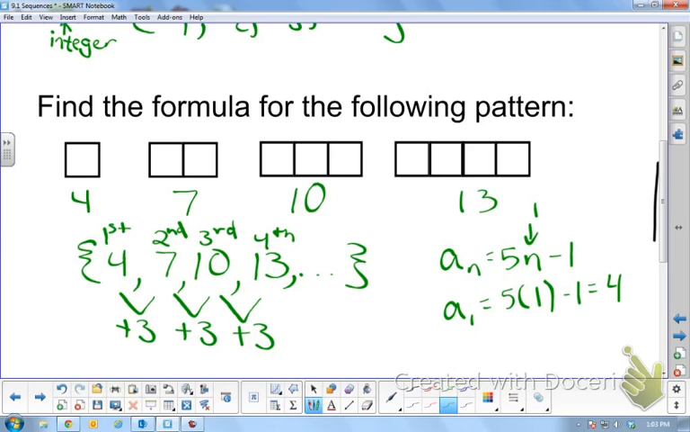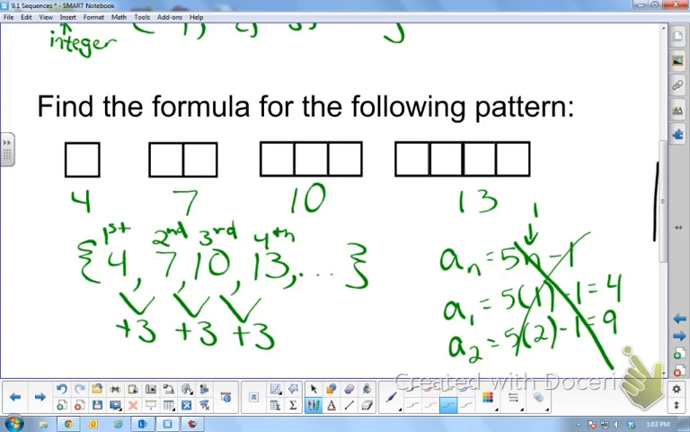I get 4. I think, yes, I got the first term. But what's going to happen when I go to my second term? Not gonna work. We get 9. So, that was a problem. We didn't get the second term. That didn't work. We'd have to try again.